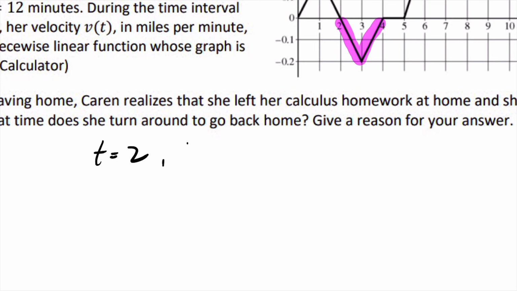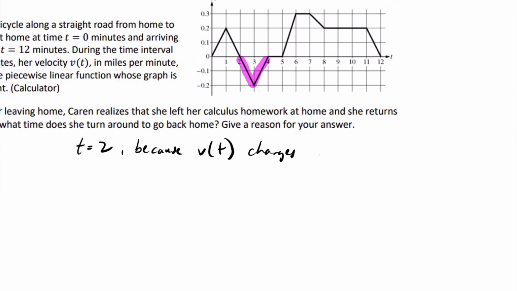And how do we know she turns around at 2? Because velocity changes from what to what? Changes signs from positive to negative. Boom. Yeah, that has nothing to do with this chapter. That's a review question that we've talked about before. When velocity changes signs, that means change in direction.